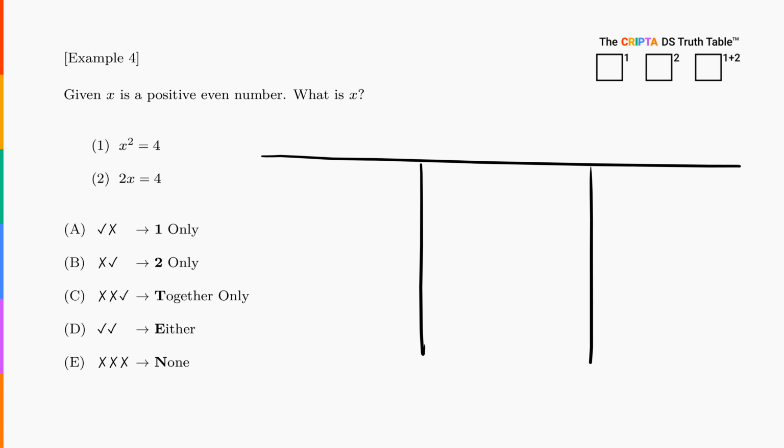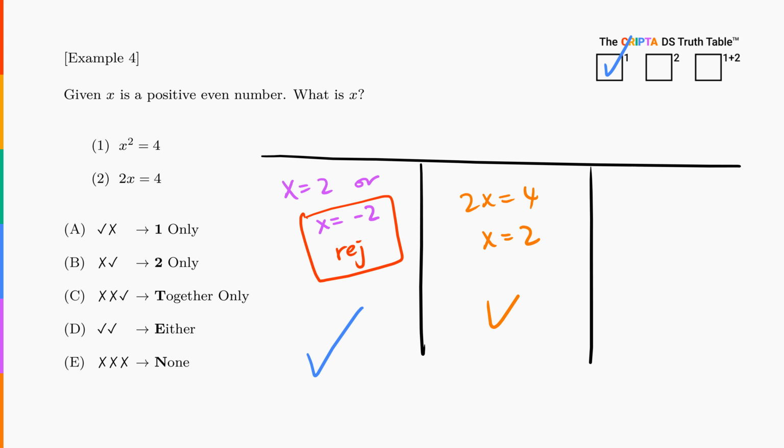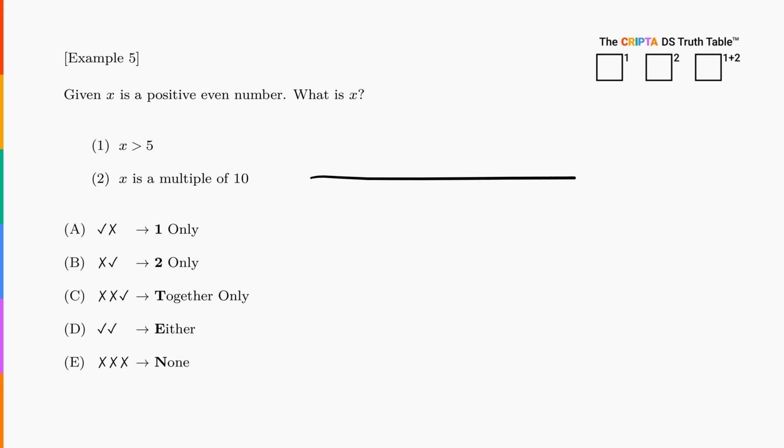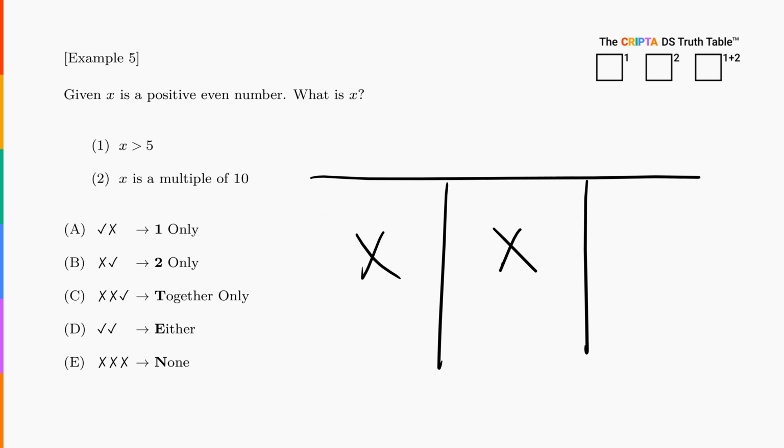Now, example 4. First box, x equals 2 or minus 2. But because the condition tells us that it is a positive even number, we can reject x equals minus 2 here. Second one is also very easy. The answer is 2. Pass, pass, answer is D. Last one, statement 1 is not sufficient. Statement 2 is also not sufficient. And when you combine them together, it's still a failure. It can't determine what x is. So triple failure here, answer is E.